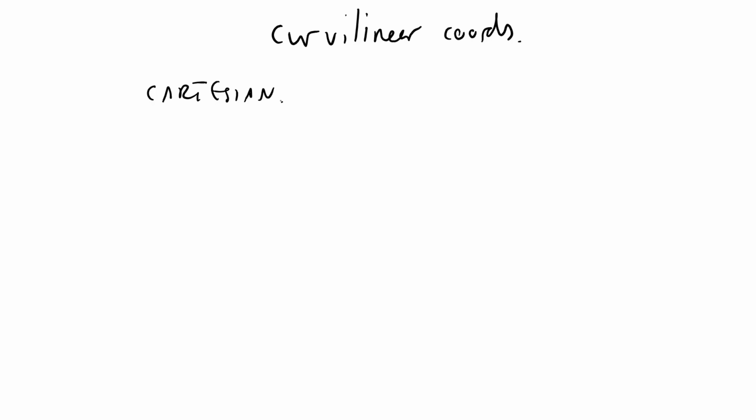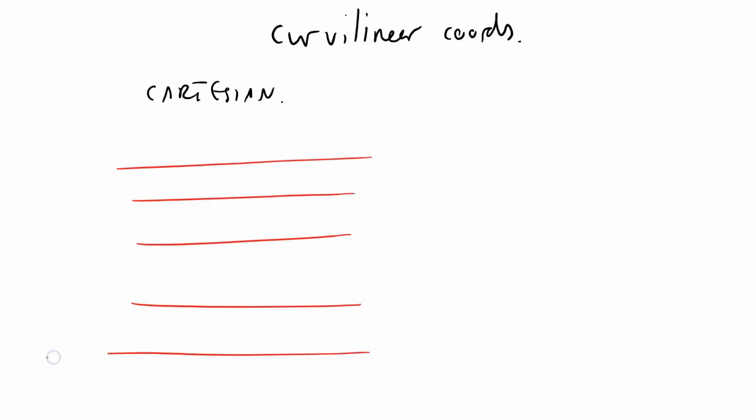Okay, general relativity step by step. I'm going to talk about curvilinear coordinates. We've got our nice Cartesian coordinate system. I'll just give you the general picture. I'm just going to switch to red here. We've got this beautiful Cartesian coordinate system.